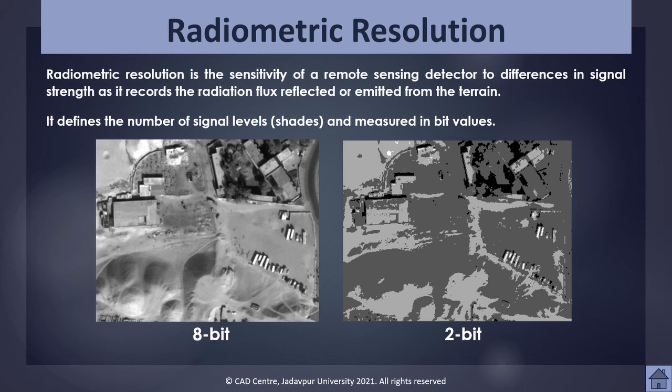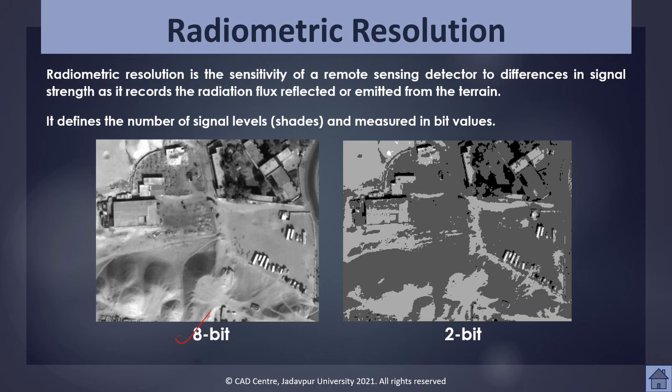Thus, if a sensor used 8 bits to record the data, there would be 256 digital values available, that is 2 to the power 8. And for example, if we have a 2-bit image, then we will have a total of 4 different gray levels, that is 2 to the power 2 is equal to 4. So, by comparing a 2-bit image with an 8-bit image, we can see a large difference in the level of detail discernible depending on the radiometric resolution.